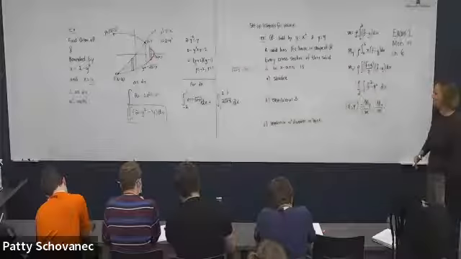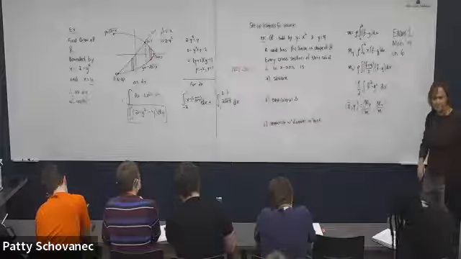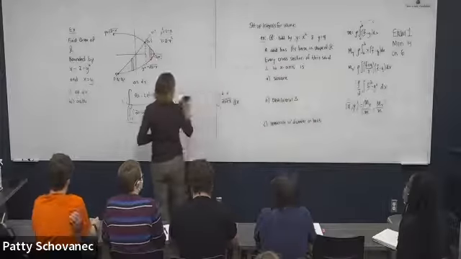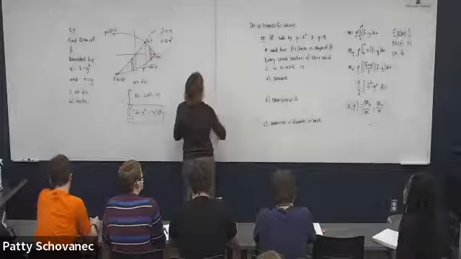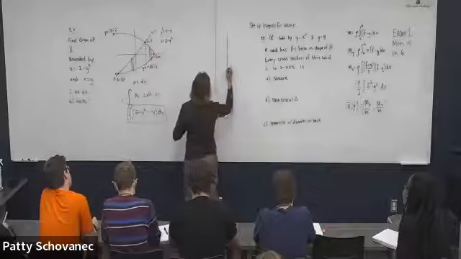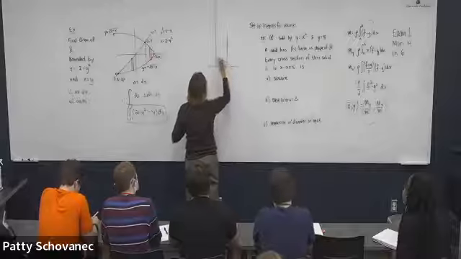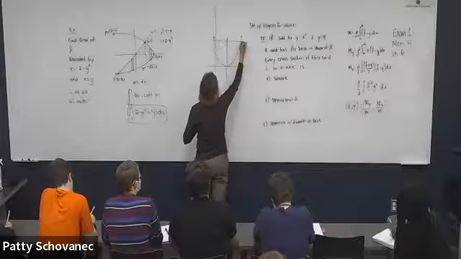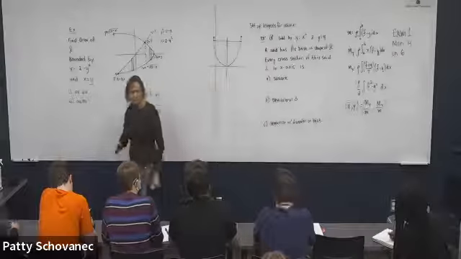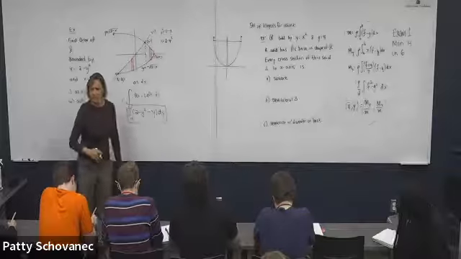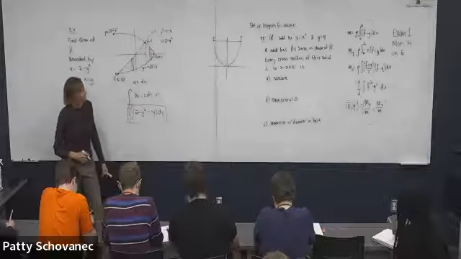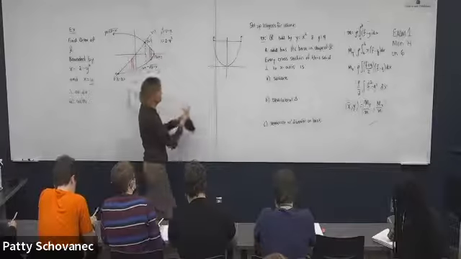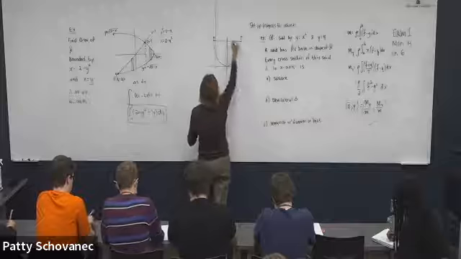Here's what the solid looks like. You draw your favorite parabola, top it off by the line y is equal to 4. Now we're going to make a slice of that perpendicular to the x-axis. Here's a typical slice.